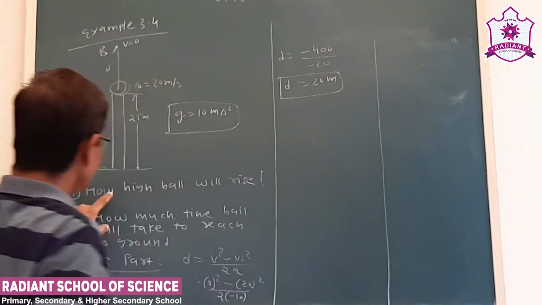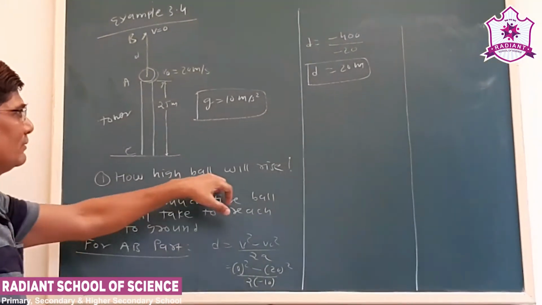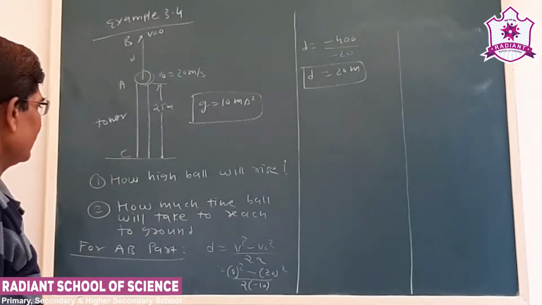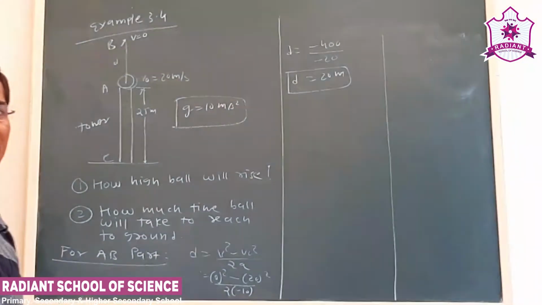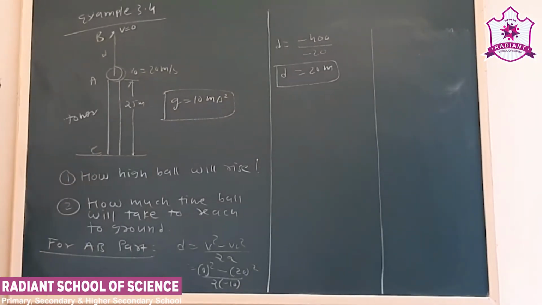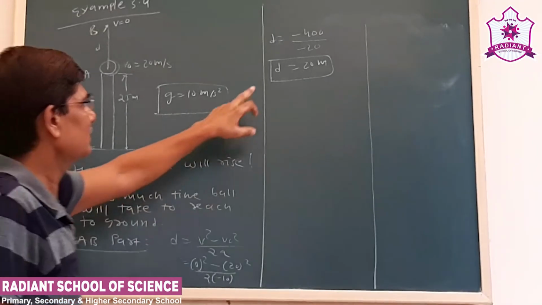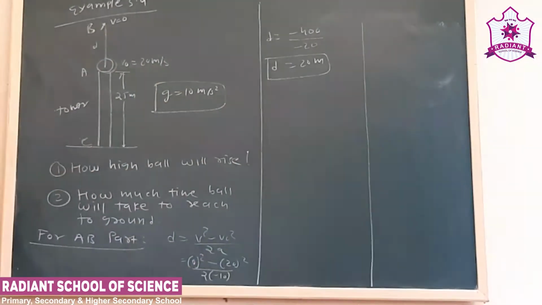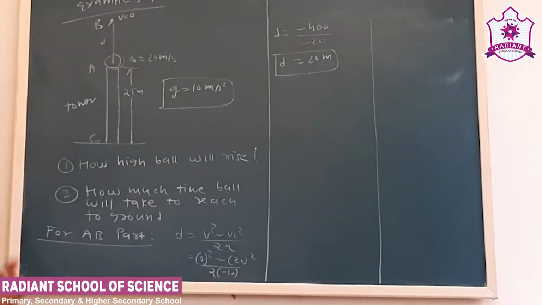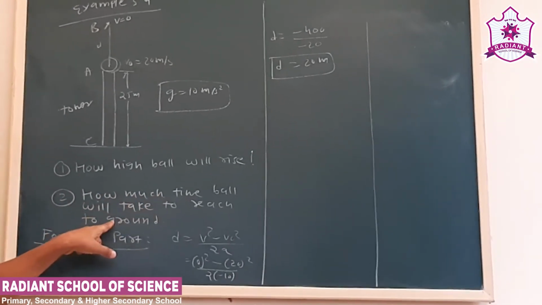Now see, this is the height attained by the ball. The ball will rise by 20 meters. Or if the question says from the ground, then it will be 20 plus 25, 45 meters. But here the answer is how high the ball will rise, so the answer will be 20 meters. Now second, we have to find out how much time the ball will take to reach the ground.